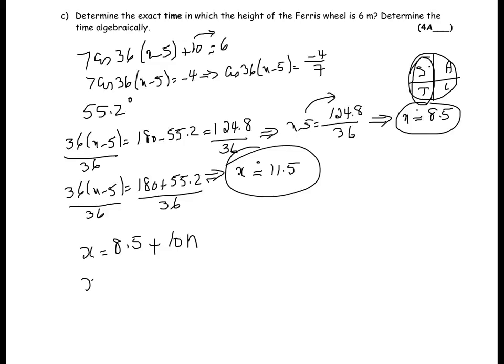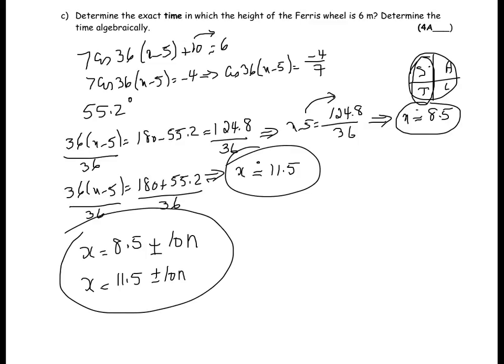And the other solution is 11.5 plus or minus 10n. So for n, if we assume n is a natural number, positive, 0, and so forth, then the general solution is going to be 8.5 plus or minus 10n and 11.5 plus or minus 10n.